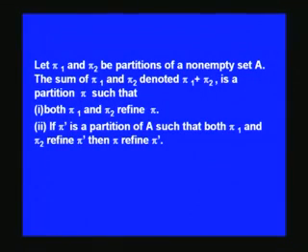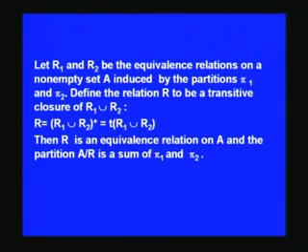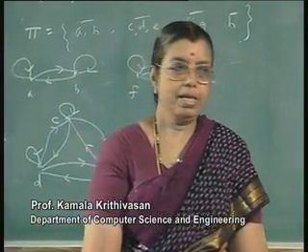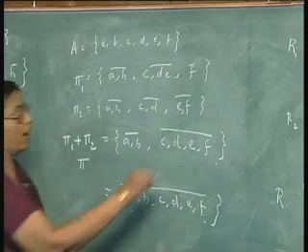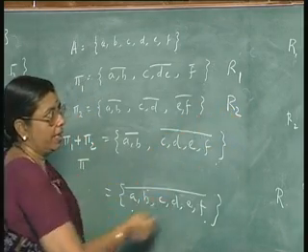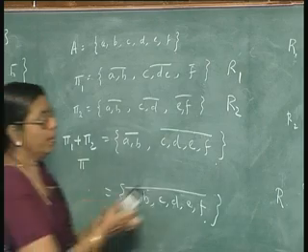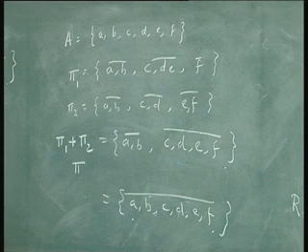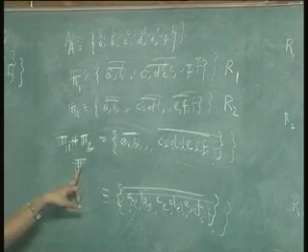And what is the connection between these equivalence relations? Let R1 and R2 be the equivalence relations on a non-empty set A induced by the partitions pi 1 and pi 2. Now, we have seen that R1 and R2 are equivalence relations, but R1 union R2 need not be an equivalence relation. Now, pi 1 will induce an equivalence relation R1, pi 2 will induce an equivalence relation R2. We have seen what that is in this example. R1 is this, R2 is this. Now, pi induces another equivalence relation. But what is the equivalence relation induced by pi?